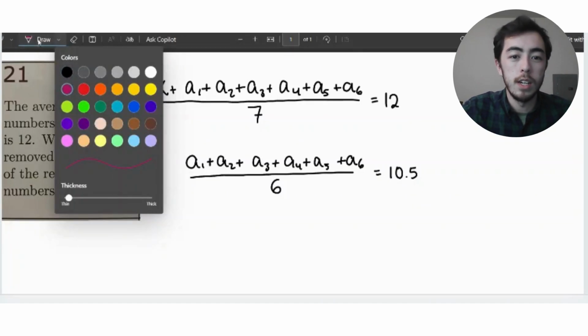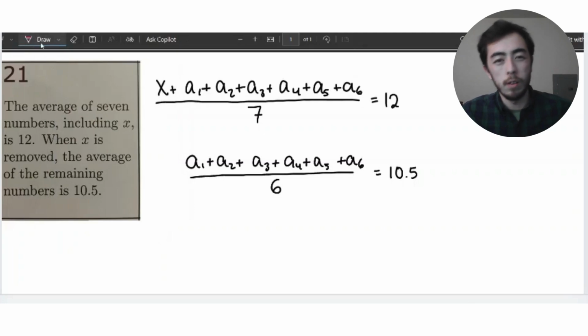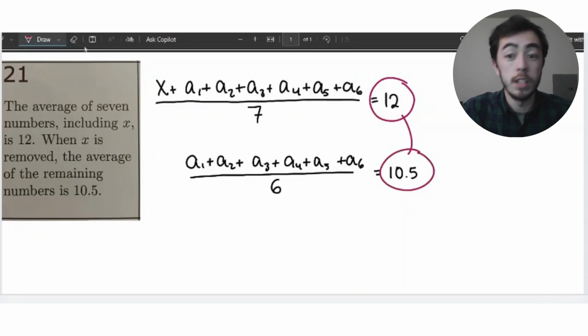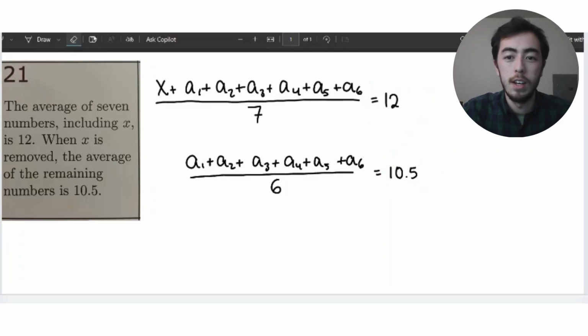So already I can tell that this x is going to be a fairly big number because, well, including it in my set makes my average higher than if I don't have it. So x is just above average.